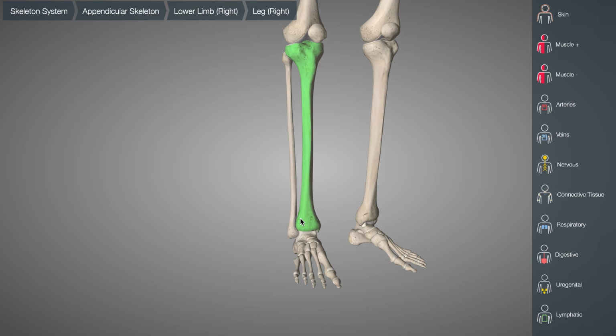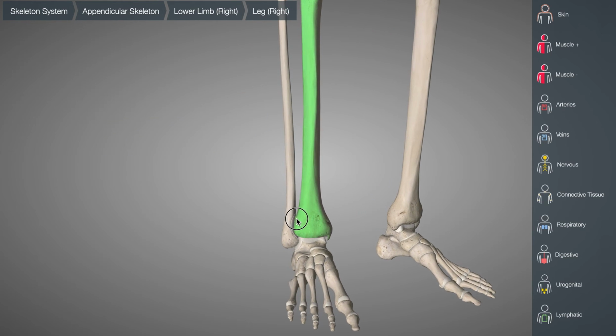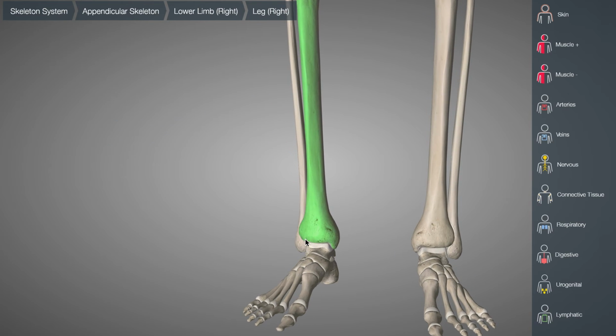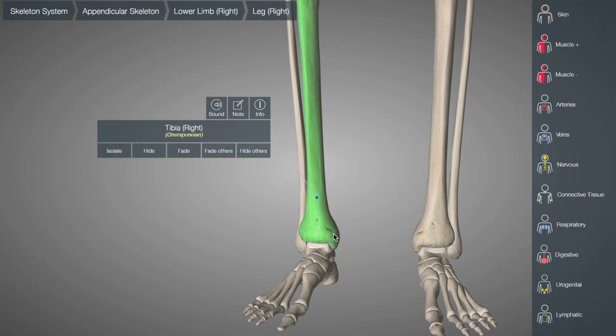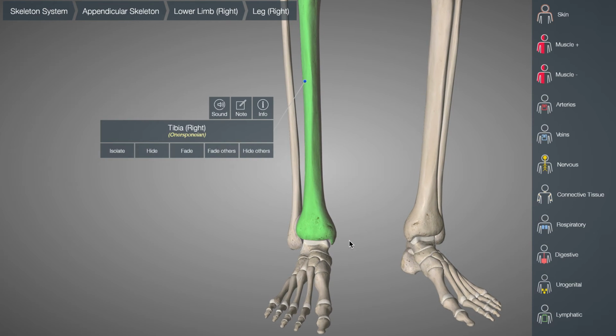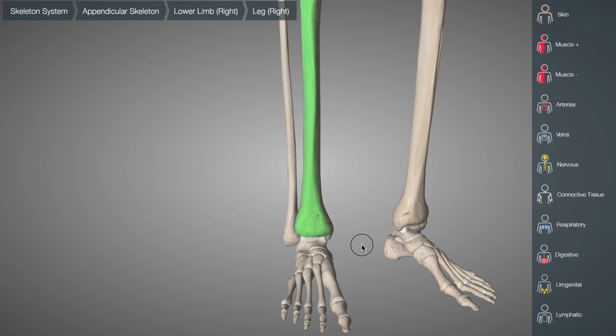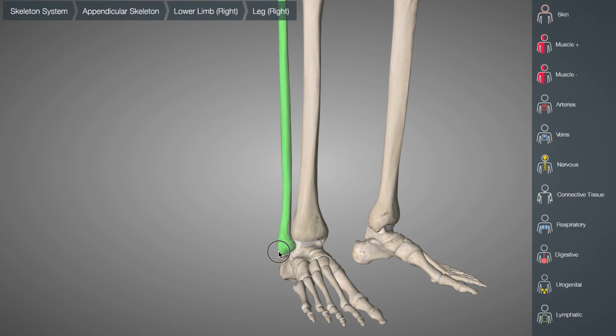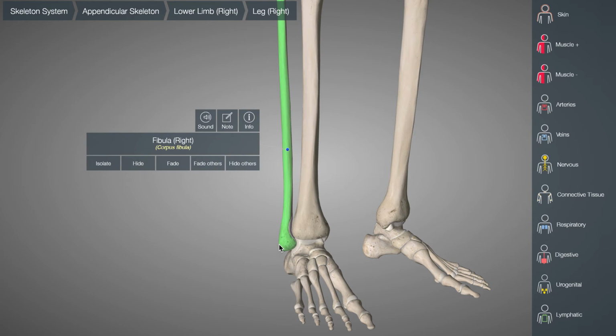So we'll go ahead and move down to this side of the tibia. You have this part that kind of sticks out. It's called the malleolus, and because it's on the medial side, we call it the medial malleolus. We have one on the other side too, on the fibula, and that one's called the lateral malleolus. So actually, that was a pretty nice transition into the fibula.